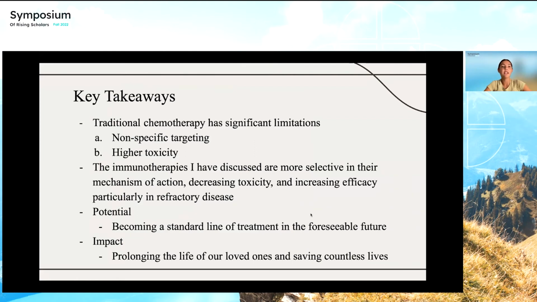So here are the key takeaways of my presentation. Traditional chemotherapies have significant limitations, such as nonspecific targeting, and oftentimes the patient experiences higher toxicity levels. However, the immunotherapies I've discussed are more selective in their mechanism of action, decreasing toxicity and increasing efficacy, particularly in refractory disease. These immunotherapies being CAR T therapy, monoclonal antibodies, stem cell transplantation, and checkpoint inhibitor drugs.